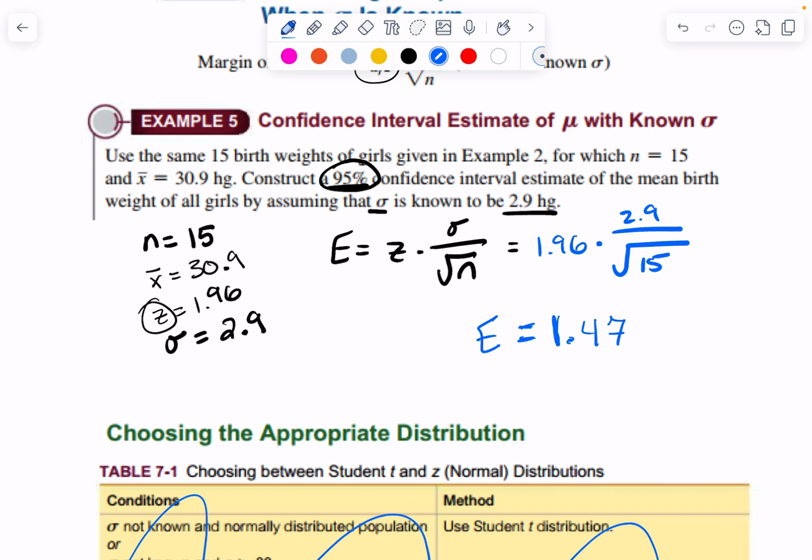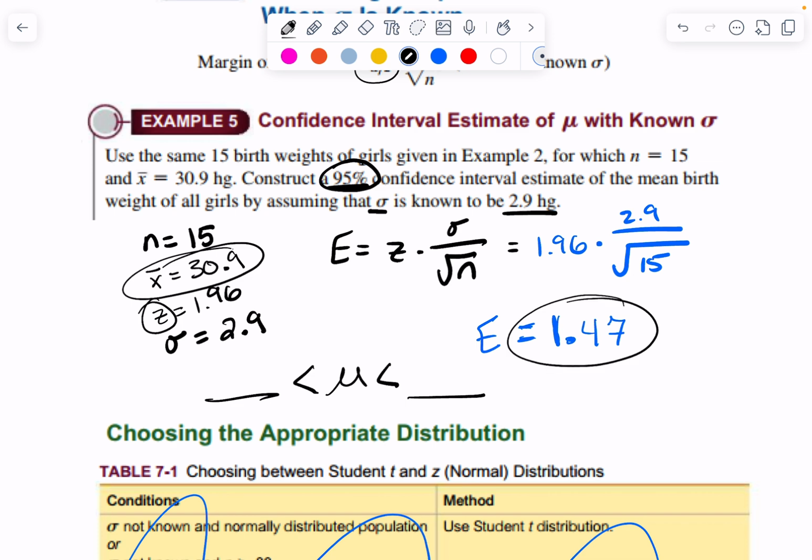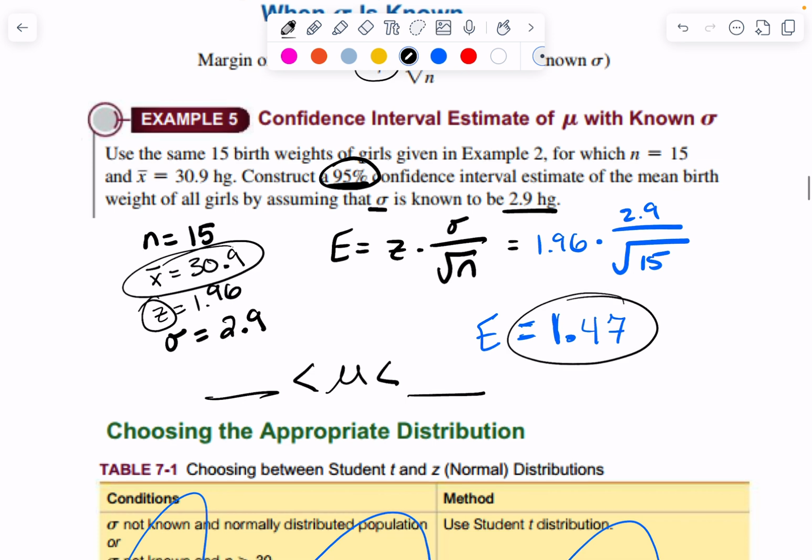We need to add and subtract it from something, okay? And we're trying to estimate and find the confidence interval for mu, okay? Now, mu is the mean, and so is x bar. X bar is the mean for the sample, mu is the mean for the population. So I'm going to add and subtract the 1.47 from the 30.9. So my interval is going to go up to 32.37, and if I subtract, it's like 29.43, I think, something like that.